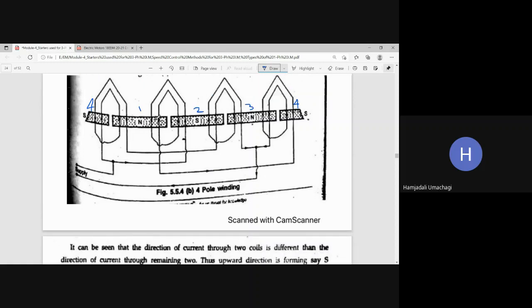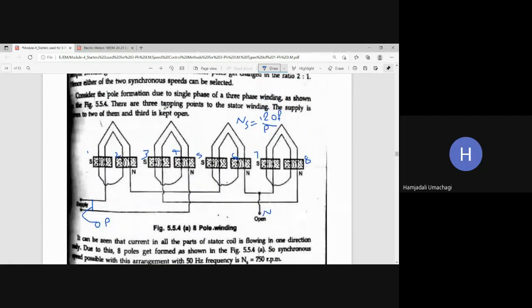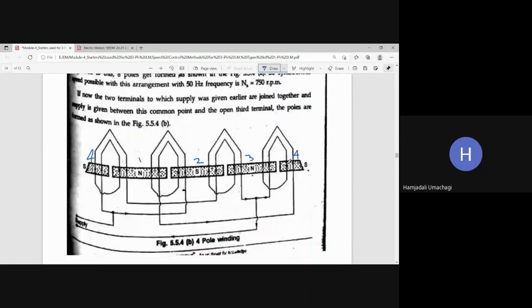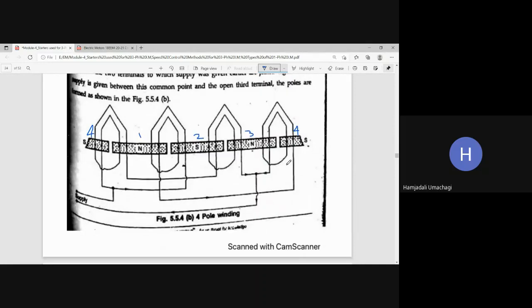So with four poles, what is the speed you can assume? With frequency f equal to 50 hertz, and p, the number of poles, equal to 4, if you solve it, you will get a synchronous speed of 1500 rpm. So for 8 poles we have attained 750 rpm synchronous speed, and for 4 poles we have attained a synchronous speed of 1500 rpm. Hence this gives us two synchronous speed values.